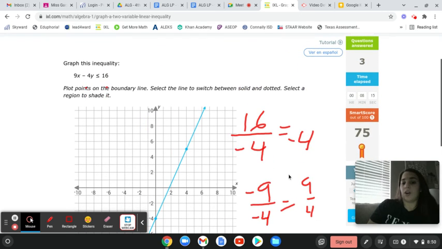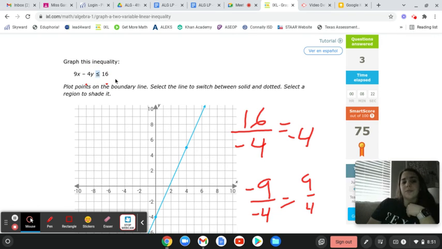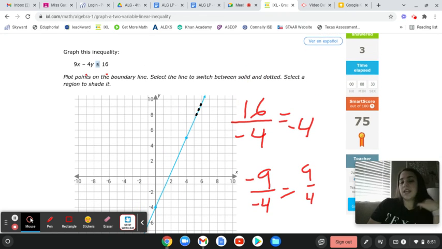Do I have a solid or a dotted line? I have a solid line because of that right there. That tells me it is a solid line because of the "or equal to." Solid, or equal to. So I do not need to press this, because that would have changed it to a dash. All right. Now let's look to see if I have shading on the top or the bottom.